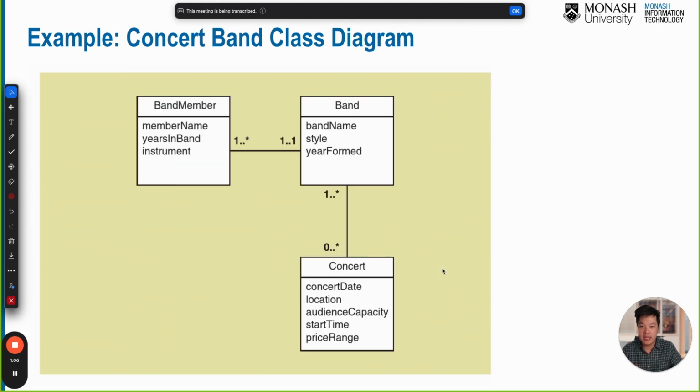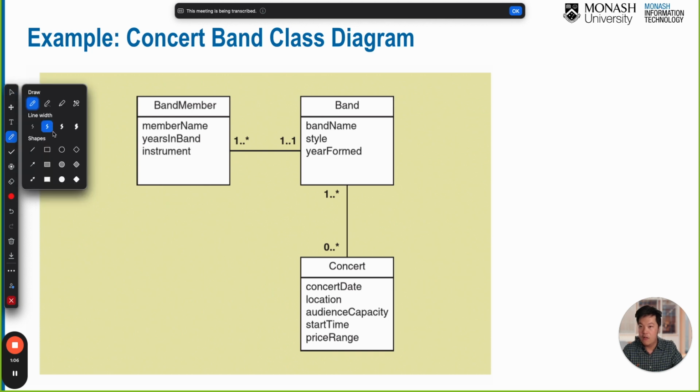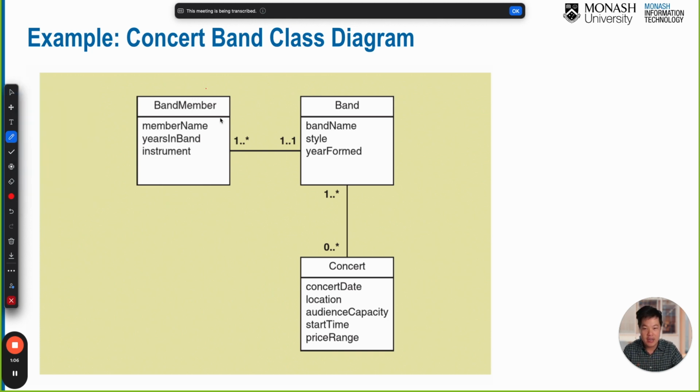So we talk about the multiplicity, okay? This is another example. We have a concert band class diagram here. So we have 3 classes. I will start with the band. The band, these are the data attributes, okay? And then, if we take a look at the relationship between the band and the concert, what I mean is that some band never have a concert, but some bands can have multiple concerts as well.